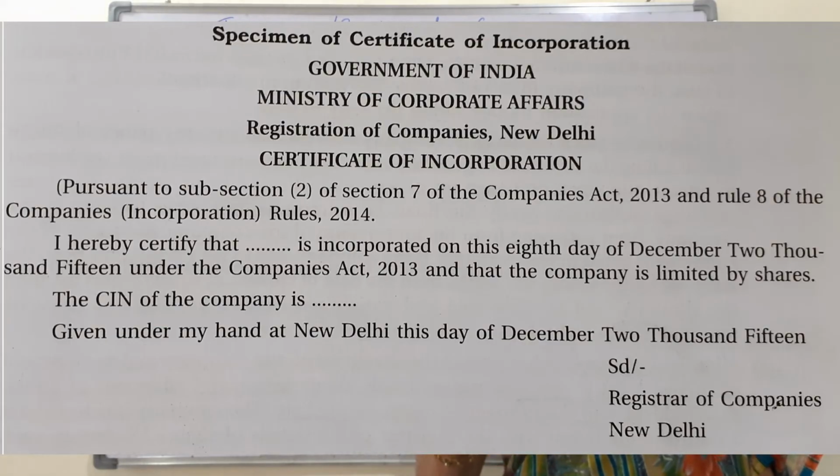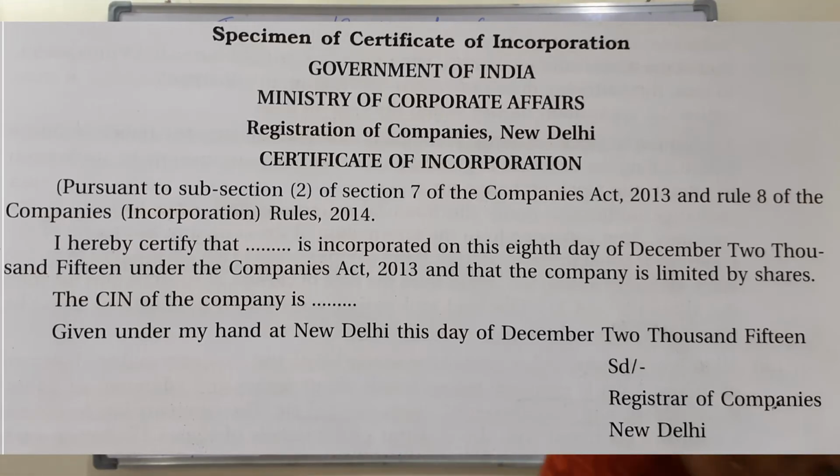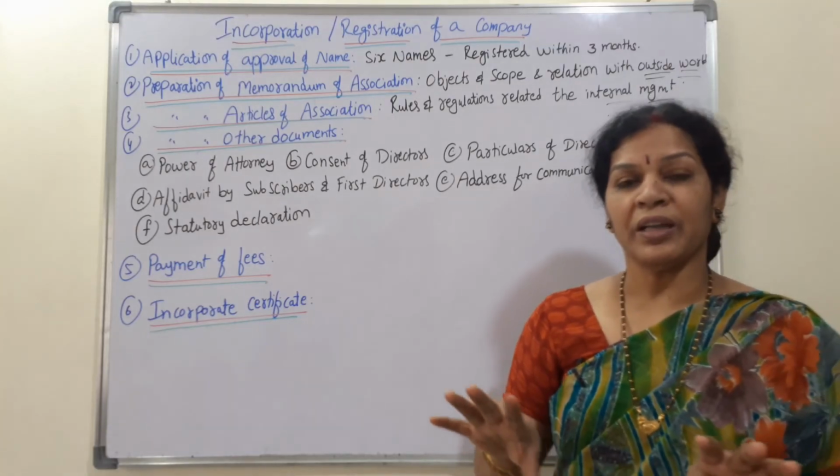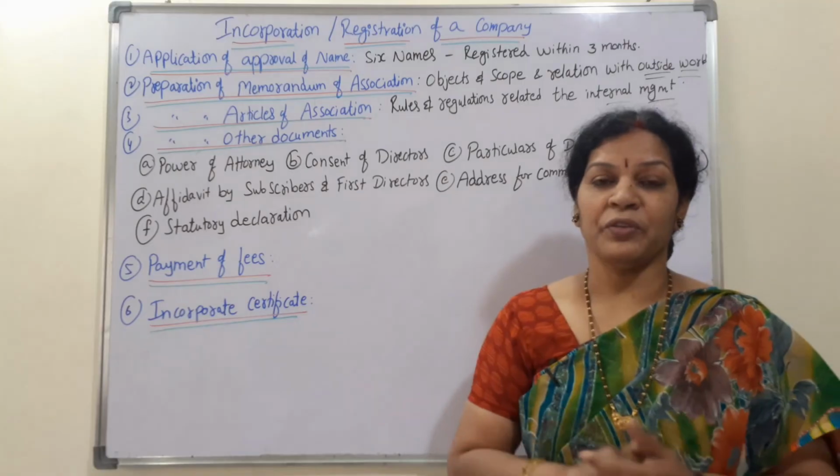You can see in a simple, normal way how the certificate is made, on the desktop. So this is the specimen of the certificate of incorporation. Government of India, Ministry of Corporate Affairs, Registration of Companies, New Delhi, Certificate of Incorporation. In the beginning they mention the company rules, sections and all these things. Then after that, I hereby certify that so and so company is incorporated on the 8th day of December 2015 under the Companies Act 2013, and that the company is limited by shares. Given under my hand at New Delhi this day of December 2015, by the Registrar of Companies, New Delhi. This is just a formal way of starting the company. So that I have shown you. In that way you have to get the first certificate of incorporation, very important.